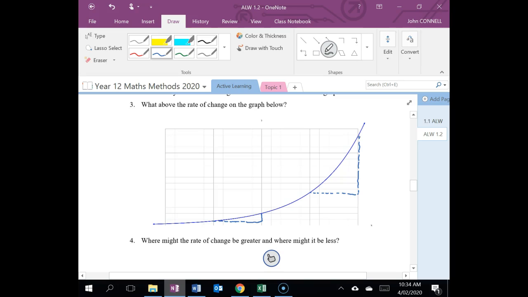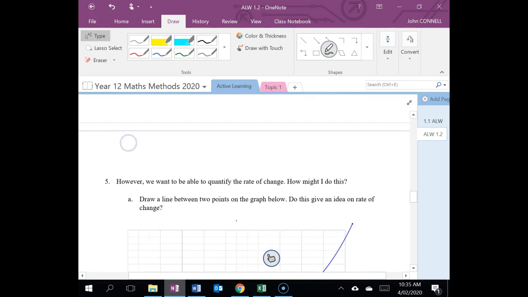But we still want to be able to deal with rates of change with graphs like this. See, we're in year 12. We're not satisfied with just saying we can't do it and let's move on. It's just too hard for us. Sometimes you've got to go towards the challenge, accept it, and enjoy it. Okay.